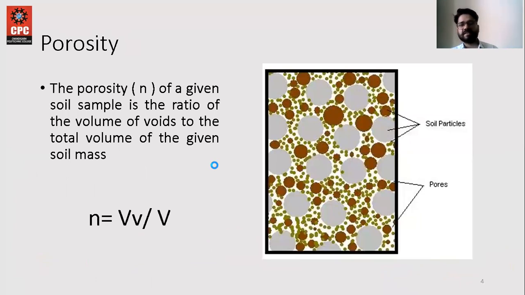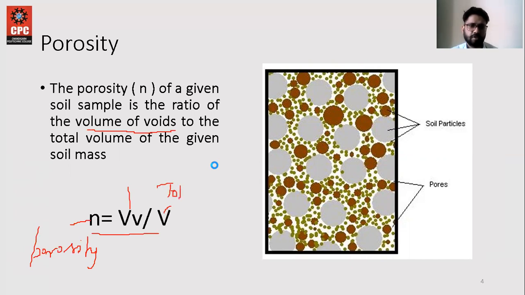The next physical property is porosity. The porosity of a given soil sample is the ratio of the volume of voids to the total volume of the given soil mass. As this equation describes, n denotes the porosity, Vv is the volume of voids, and V is the total volume. The porosity of soils can vary widely. For loose soil, porosity can be 50%, while the porosity of compact soil is about 30%.